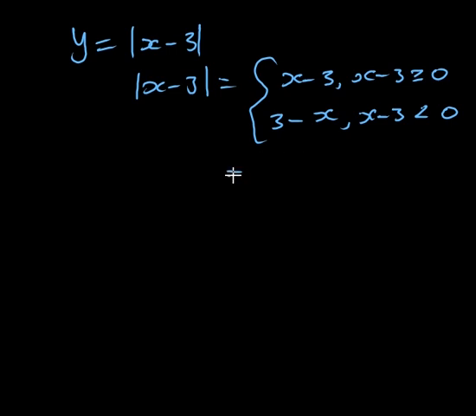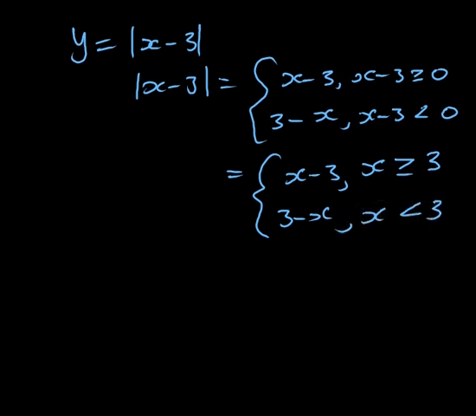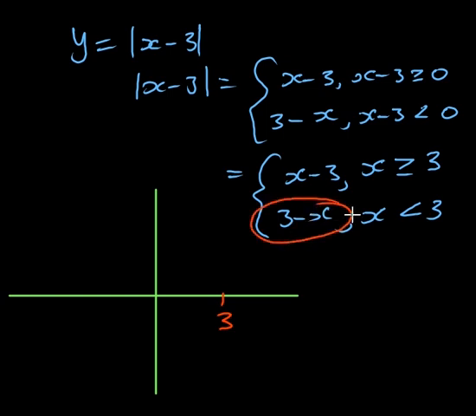If we work this out, this means we would have x minus 3 if x is greater or equal to 3, and 3 minus x if x is less than 3. Okay, so now that we have this, we are going to start our sketch. So 3 is our main point, so we have 3 over there, and when we have values which are less than 3, this will be the graph which we're trying to sketch.